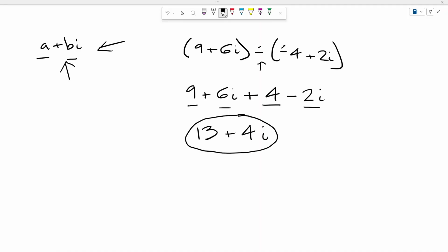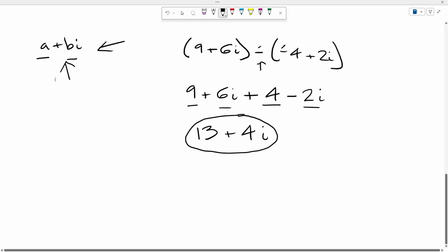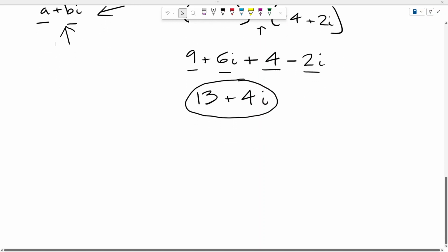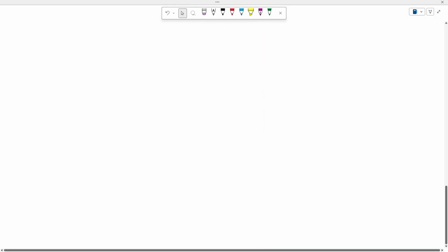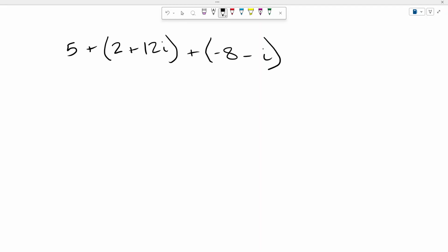So now let's do an addition one. Okay, let's do 5 plus 2 plus 12i, and we'll be adding to that negative 8 minus i.